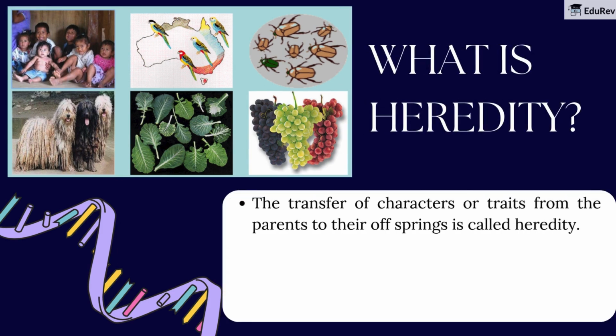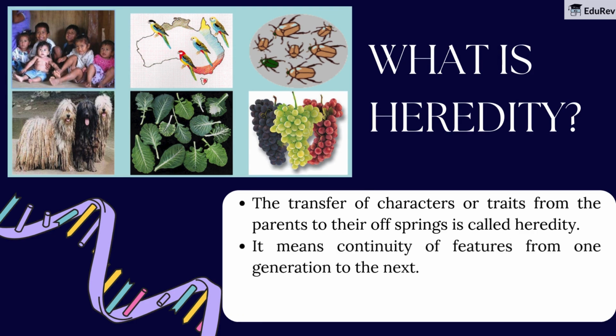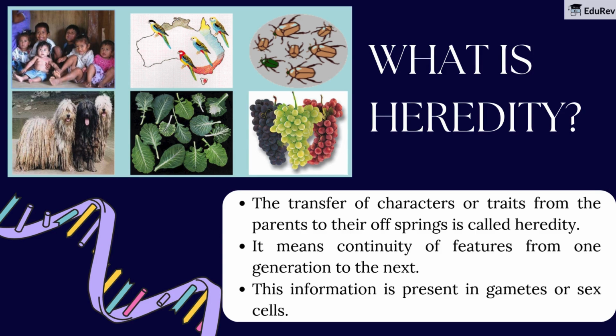The transfer of characters or traits from the parents to their offsprings is called heredity. It means continuity of features from one generation to the next. This information is present in gametes or sex cells.